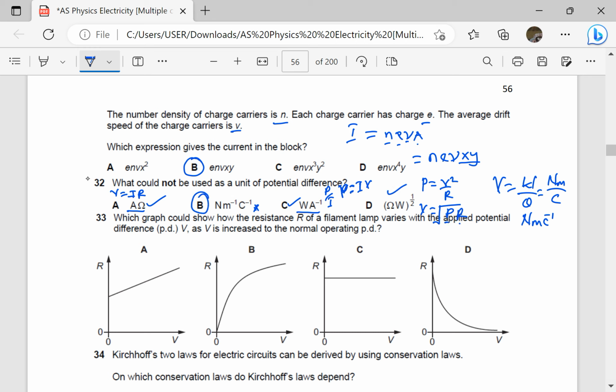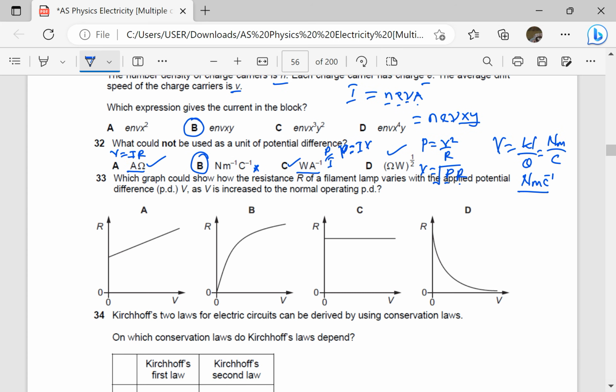So most likely this is the one which is not correct, because it's supposed to be newton meters per coulomb, not newtons per meter per coulomb.